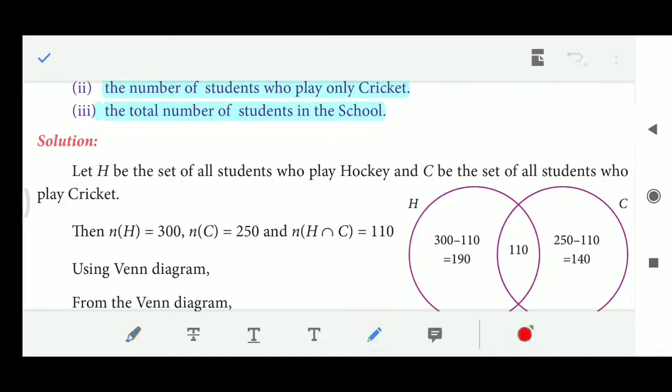First we have to assume that H is the set of all students who play hockey, and C is the set of all students who play cricket. From the given question, we have n of H is equal to 300, n of C is equal to 250, n of H intersection C is equal to 110.